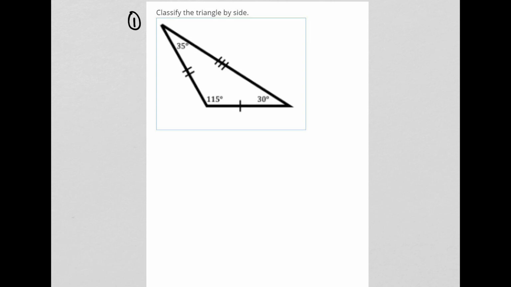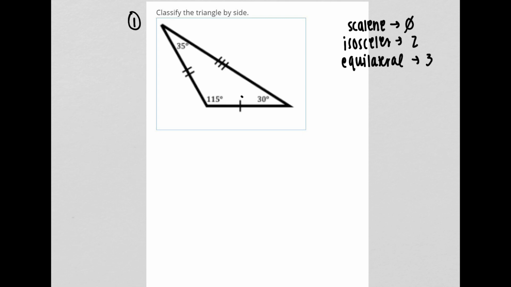We have a scalene triangle, which is no sides congruent. We have an isosceles triangle, which means we have 2 sides congruent. And then finally, we have an equilateral, which means all 3 sides are congruent.